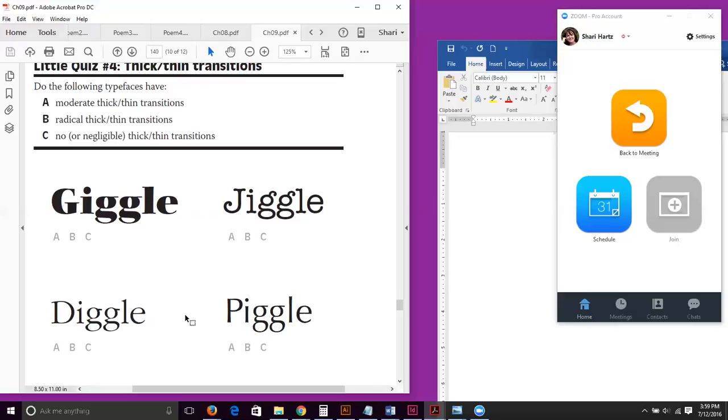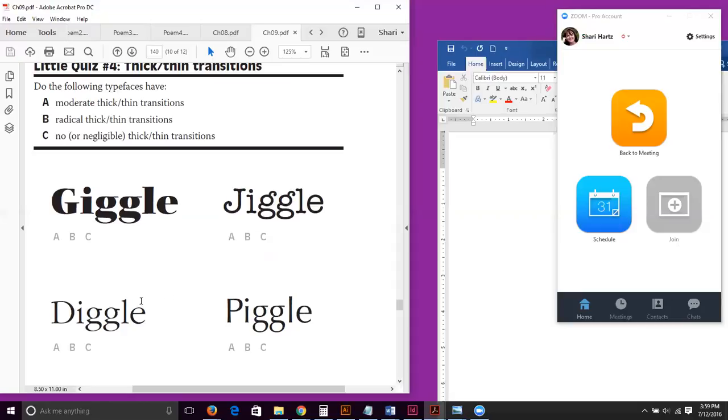Okay. All right. And so just Giggle is A. Okay. What do you guys think about this one? Don't think too hard. It's decorative. Do we have a thick thin thing going on there? It would be B. Radical thick thin transition. Actually, on this one, there isn't really any thick thin anything. It's just all one. So on the thick thin thing, this one's C.